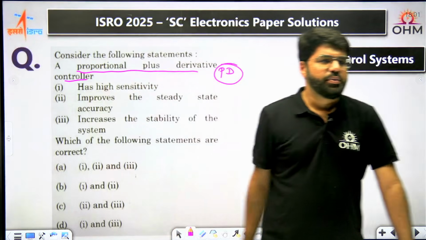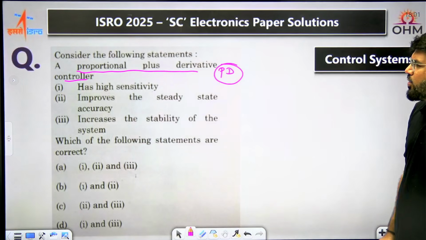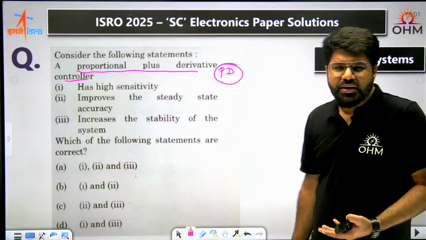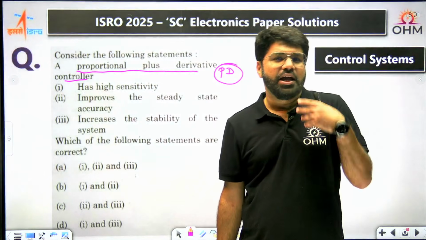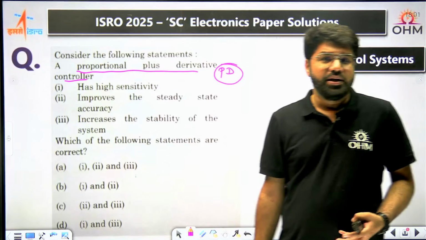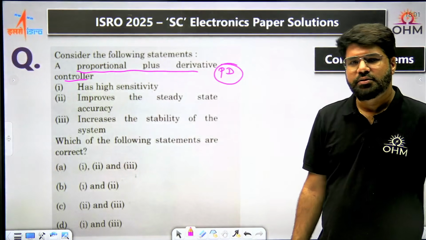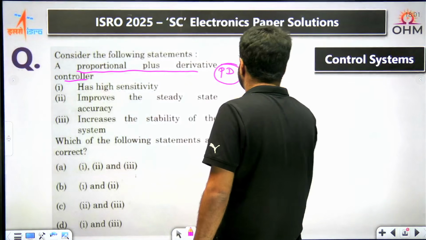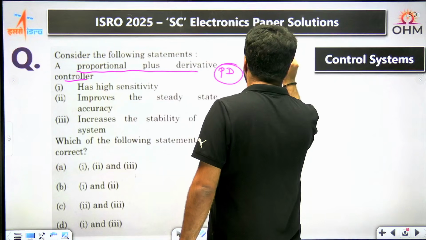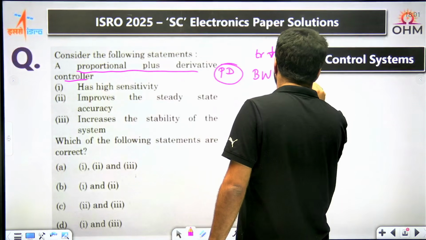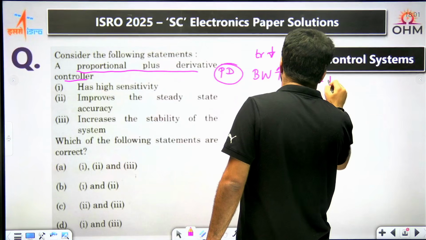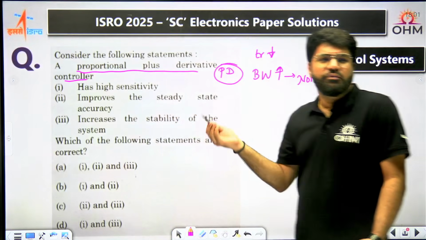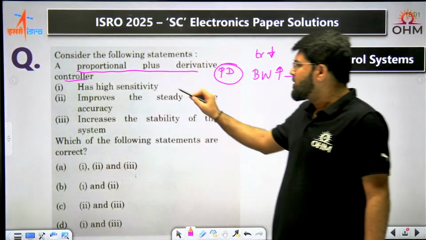Okay, some information on the PD controller. What is it? It has high sensitivity. Sensitivity to what they have not mentioned, but one basic thing that we know about the PD controller, an important point, is that it improves the bandwidth of the system. By PD controller, we know that the bandwidth of the system increases and rise time decreases. Bandwidth increases means the effect of noise, the sensitivity to noise, increases. So the high sensitivity would be with reference to noise here. So that is correct.